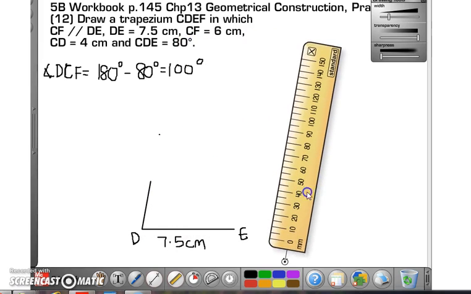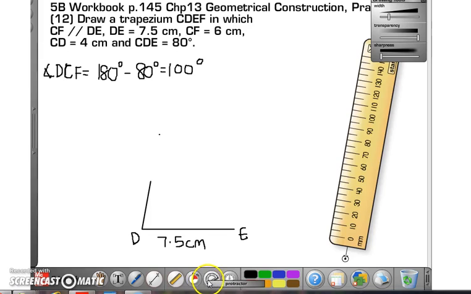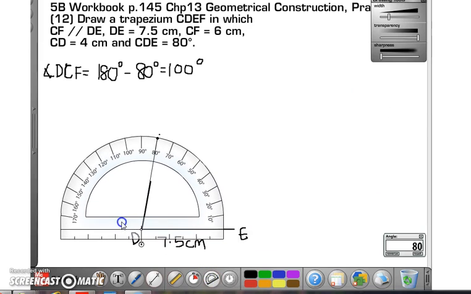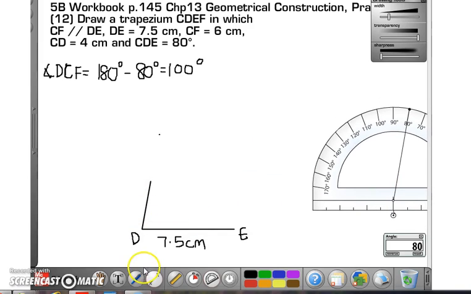For that, let me double check with my protractor that this is still 80 degrees. Yes, we are right. Okay, good. So I'll mark the point. This is actually going to be point C. And this is actually 80 degrees, and line CD is actually 4 centimeters.